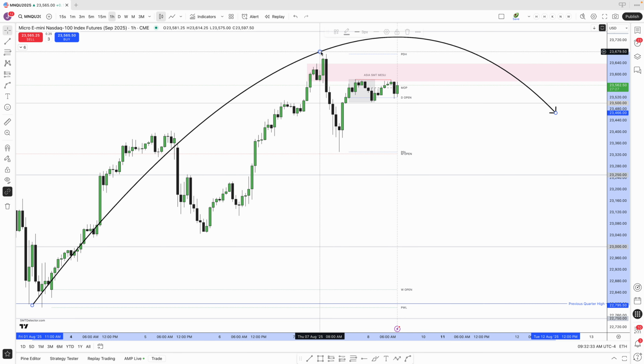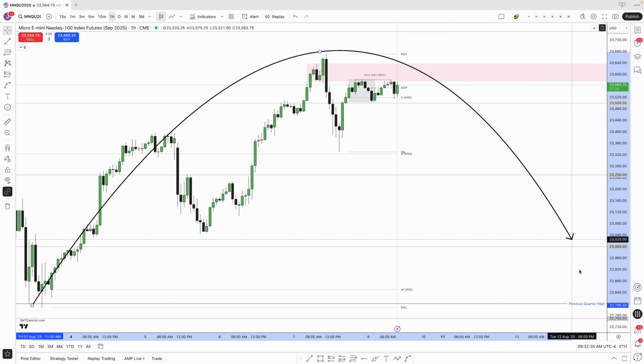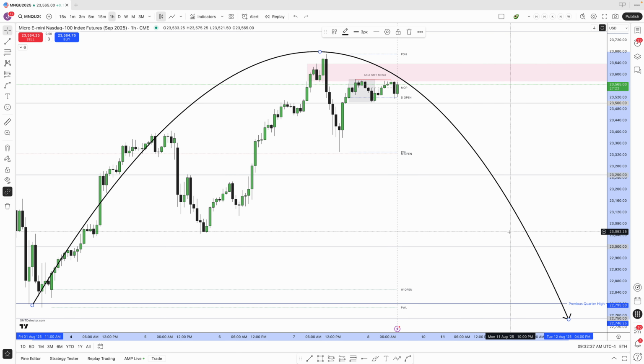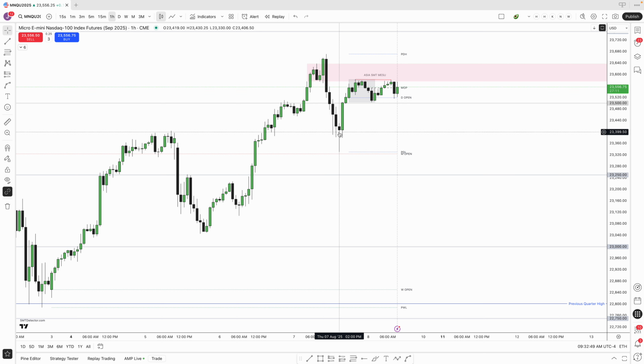So I'm looking at sells to complete this model here, taking out previous week low. That would be like the bigger target. Today, obviously, probably just going to look for prior day low, yesterday's low, down here at 320, and especially if we get below 500.